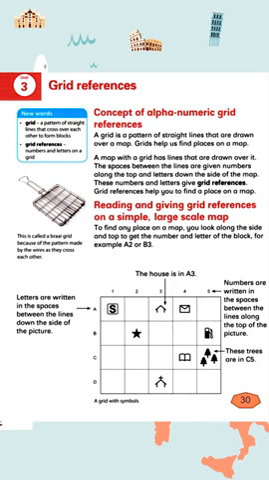If we have a look to see where the house is, if we go along the left, we see it is in A, and if we run our finger along the top, we'll see it is in grid 3. If we put the 2 together, it is A3.